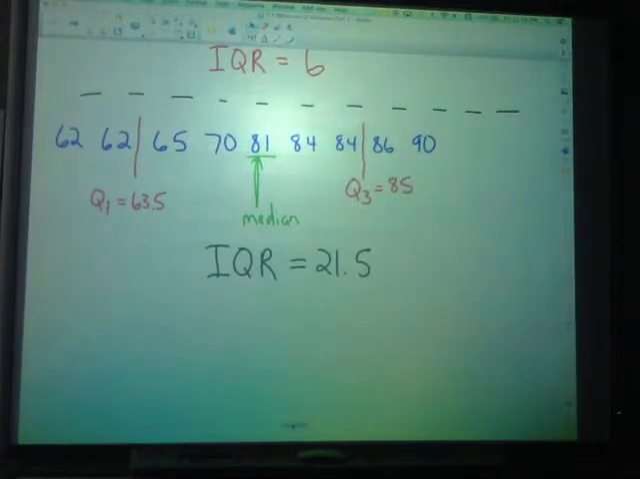So I did land on 81 as my median here, okay? So that number sort of is taken out of the equation, if you will, because it's no longer part of the lower or the upper half. Now down below 81, I have 62, 62, 65, and 70. And then above the 81, I have 84, 84, 86, and 90.